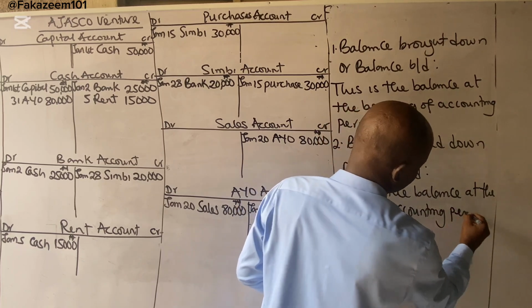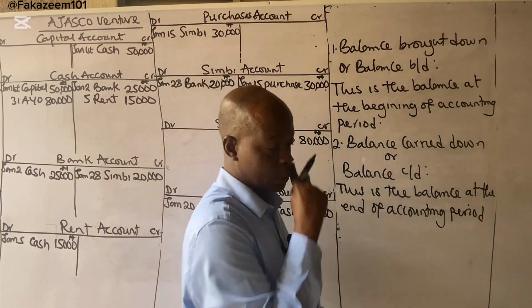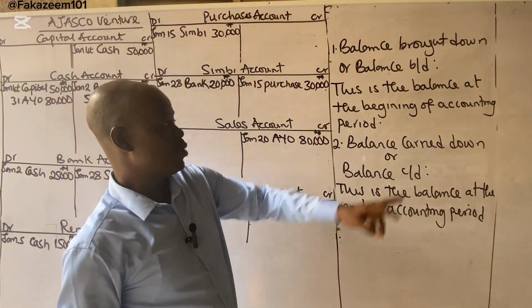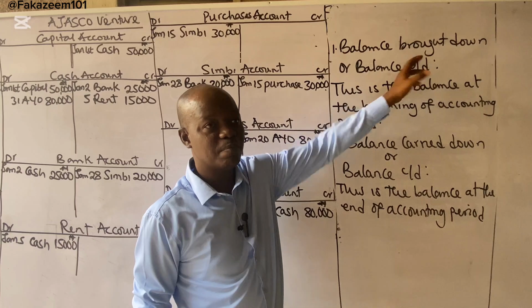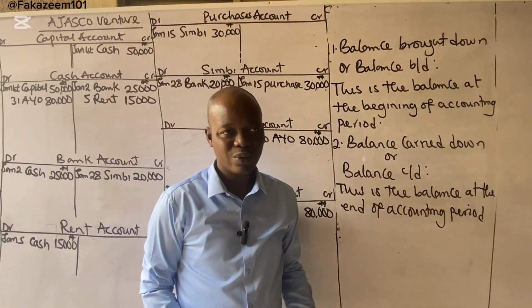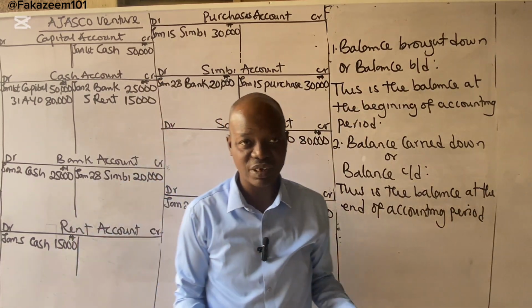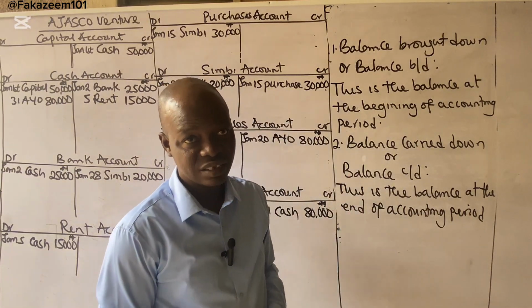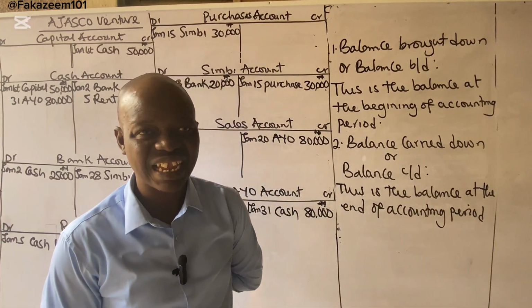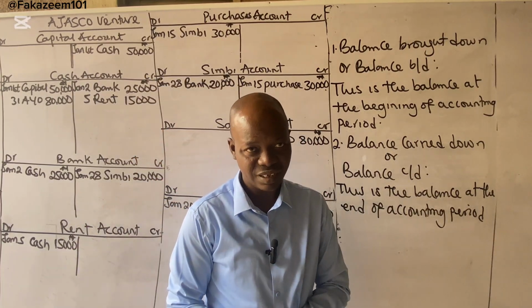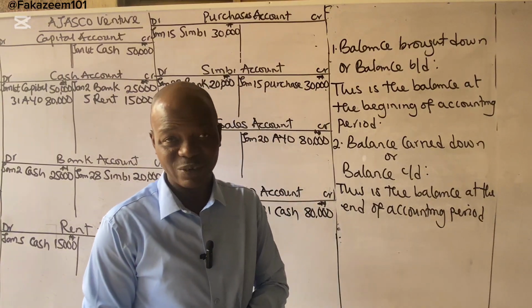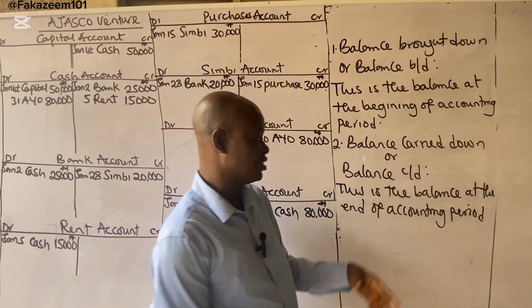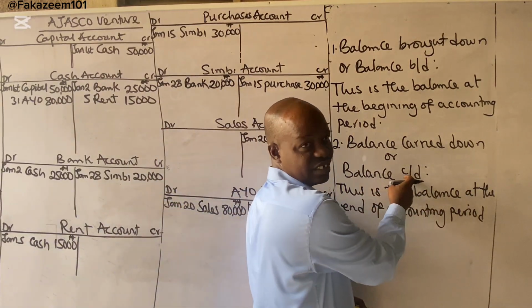Now, to a layman, what does this mean? When we say balance carried down, we mean balance at the end. And when we say balance brought down, we mean balance at the beginning. Now, if you have 100,000 on Monday, for example, and every Friday you normally close your account. And on Friday, you have spent 90,000 out of 100,000. It means it remains 10,000 at the end of Friday. At the end of Friday, the 10,000 remaining is what accountants know as balance carried down.